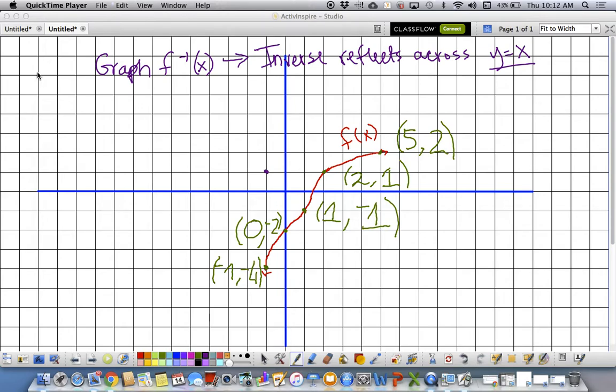Okay, but which point is this a reflection of? This one. 1, negative 1. So this became negative 1. That's what I want to see. Okay. Then pick another point. Well, 5, 2 is 2, 5. So go to 2, 5.